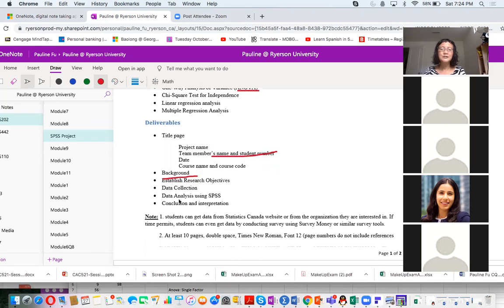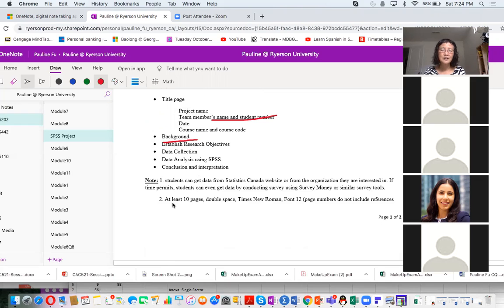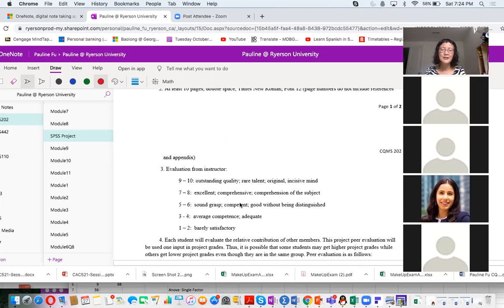So after you do the data analysis, you draw conclusions and make recommendations or interpretations. Okay. And also the detailed requirement: at least 10 pages.